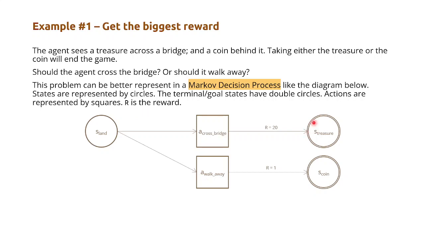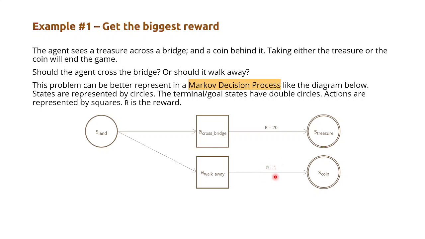R is the reward for taking that action. So let's say that you are in state land, then you decide to cross the bridge and you end up on the treasure. That means that the action of crossing the bridge to get the treasure will result in a reward of 20. If you are in land and you decide to walk away, and then you arrive at the coin state, the action of walking away will grant you a reward of 1.